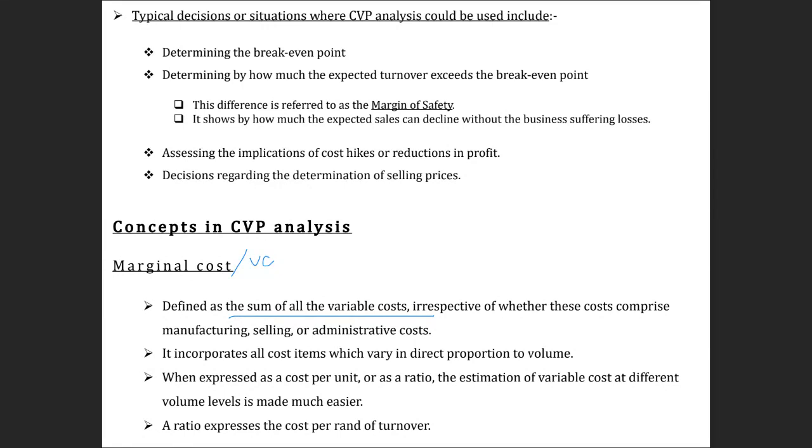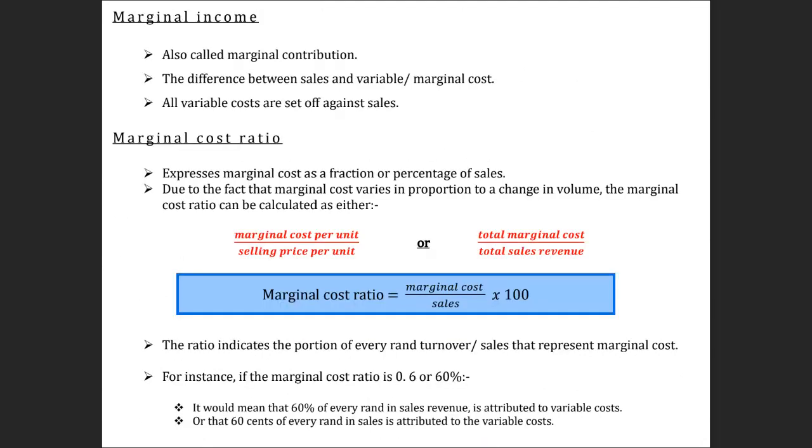And these are all of the costs that do change with your level of production, as we had said, since it is called a variable cost as well. And this is expressed as a cost per rand of turnover. What we mean by that, and I'll come back to this at the top just now, so ignore this for now, what we mean by that in terms of the ratio, the marginal cost ratio is where we express the variable cost or the marginal cost per rand of turnover.